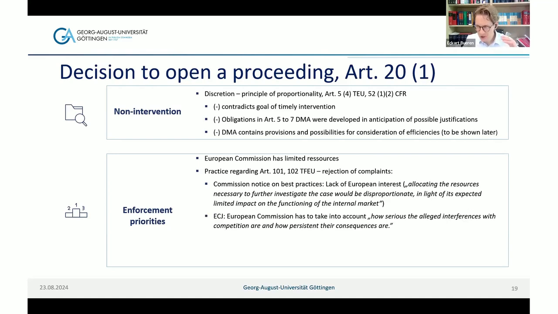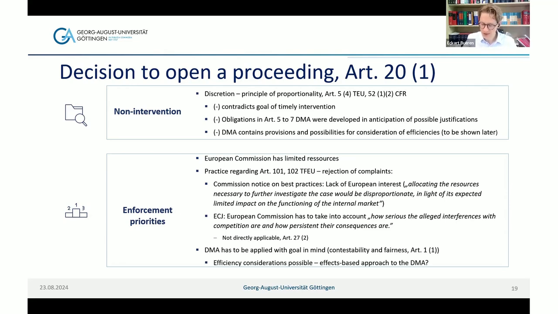And this jurisprudence is not directly applicable to the DMA because it has been made there in the context of a complaints procedure that the DMA does not have in this exact way. But nevertheless, the DMA has to apply it with the goals in mind, and the goals shall work to the benefit of business users and end users, and therefore efficiency considerations can come into play here. So we think, yes, the Commission can consider efficiencies when prioritizing its DMA enforcement.